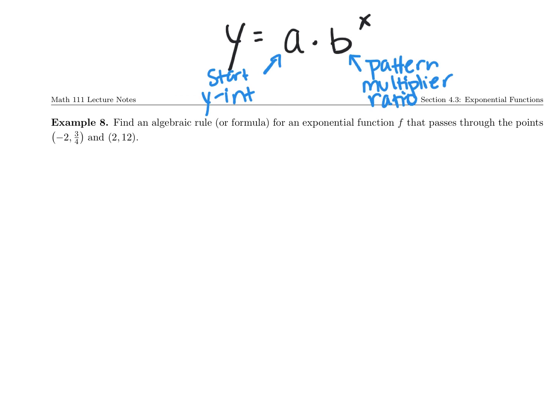Find the algebraic formula or rule for the exponential function that passes through the points (-2, 3/4), so that's an x and y, and (2, 12). So that's an x and y. You can definitely still make a table here if you want to find your b value, but -2 and +2 are a little bit farther apart. So instead, I might set up a system of equations.